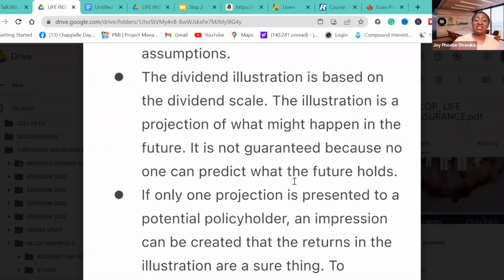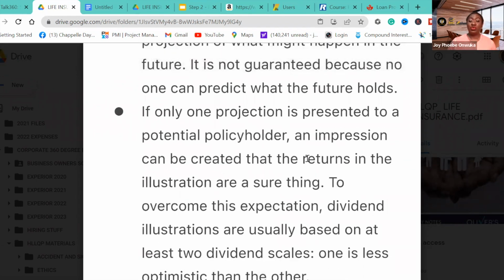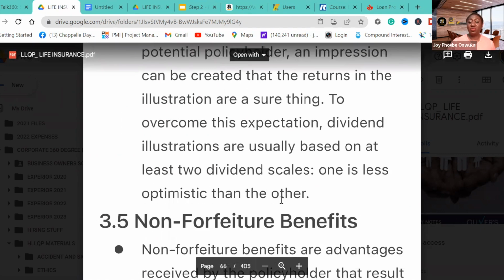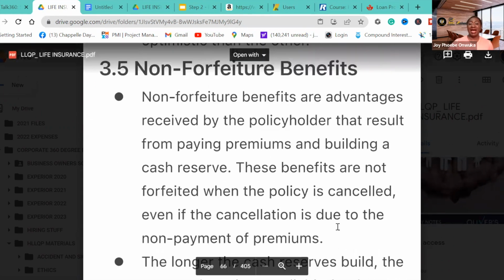Now, if only one projection is presented to a potential policyholder, an impression can be created that the returns in the illustrations are a sure thing. To overcome these expectations, dividend illustrations are usually based on at least two dividend scales, and one is less optimistic than the other. Okay.